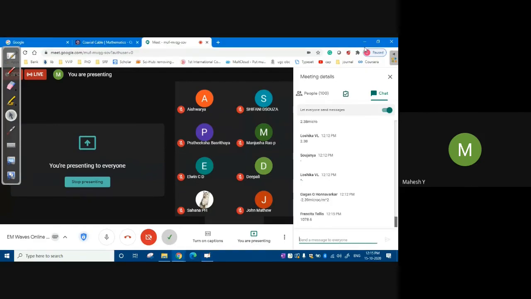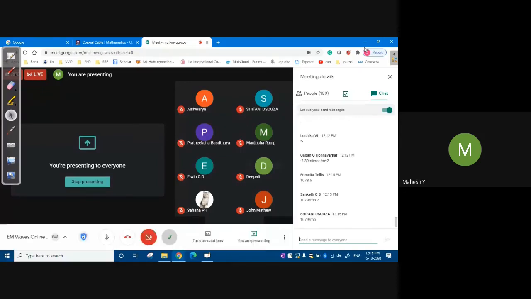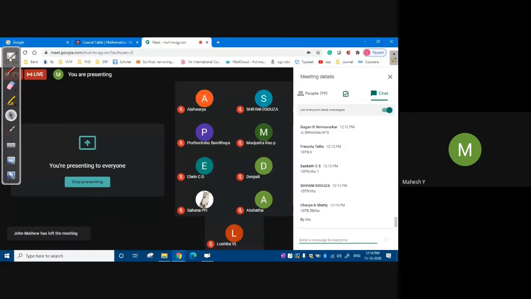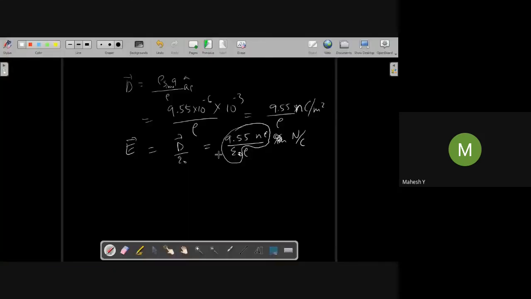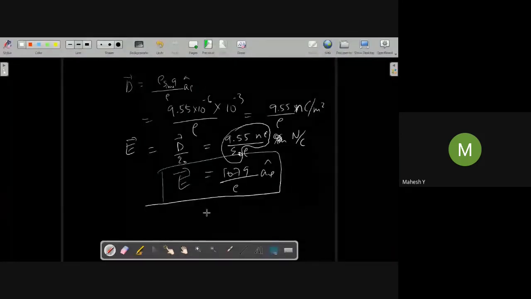Anybody got the answer? So what's the value of epsilon 0? Yes, 1079 by rho. Yes, correct, correct. Divided by rho, Chavya. So, yes, yes, yes, very good. So this will be 1079 by rho a rho cap. So that's the expression for electric field intensity, given there is a condition that you should not miss always.